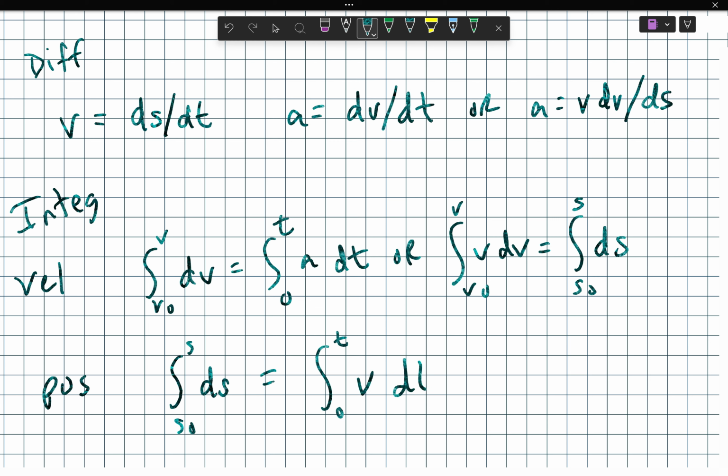Note that the initial s0 and v0 represent the initial position and velocity of the particle at t equals 0. Again, s0 and v0 represent the initial position and velocity of the particle at t equals 0.